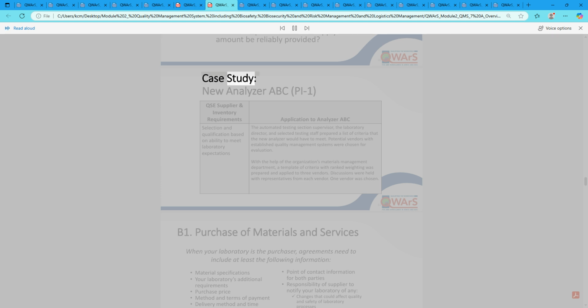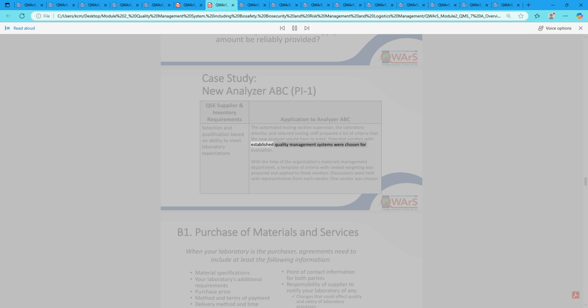Case study. New analyzer ABC PI1. QC supplier and inventory requirements application to analyzer ABC: selection and qualification based on ability to meet laboratory expectations. The automated testing section supervisor, the laboratory director, and selected testing staff prepared a list of criteria that the new analyzer would have to meet.